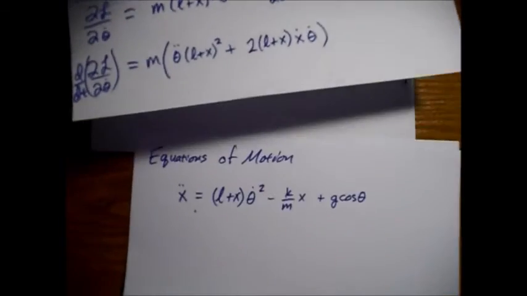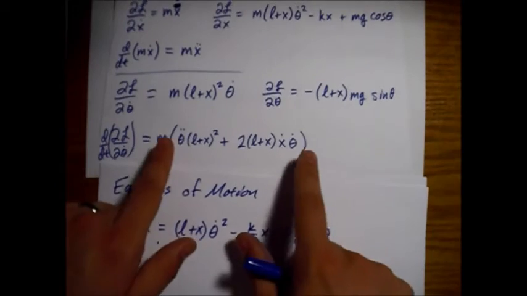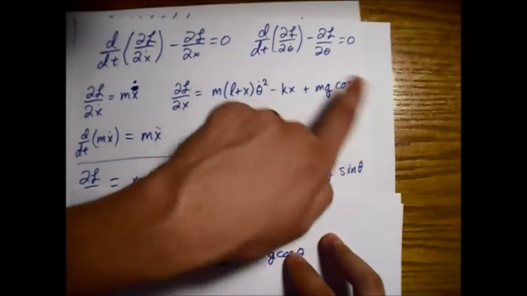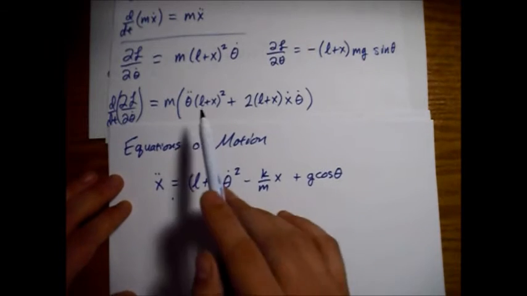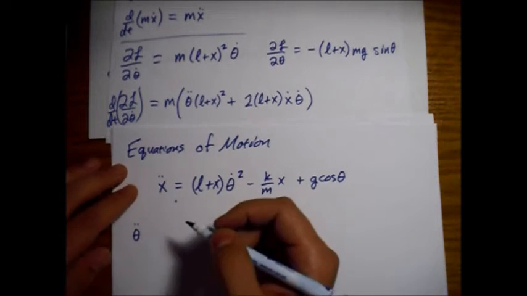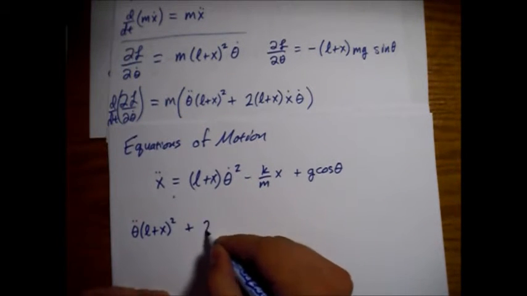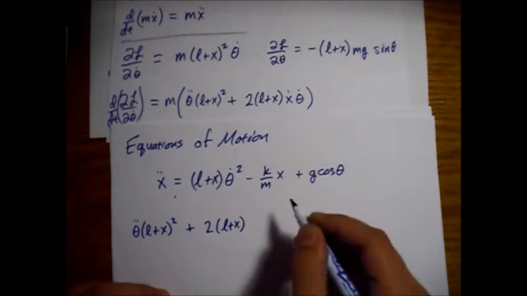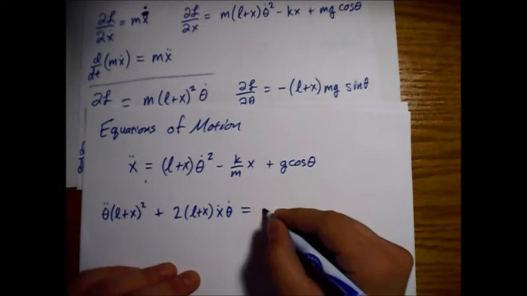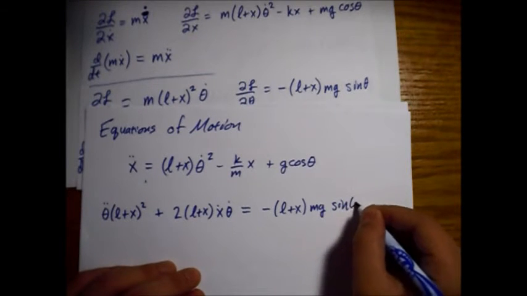We'll go through and write our second equation of motion. Again, let's just divide by the mass, and we're just going to set this equal to this, just like before. Bringing this piece over to the other side and making it positive. So we have a theta double dot (L plus x) squared plus 2 (L plus x) x dot theta dot equal to this right here, which is minus (L plus x) g sine of theta.